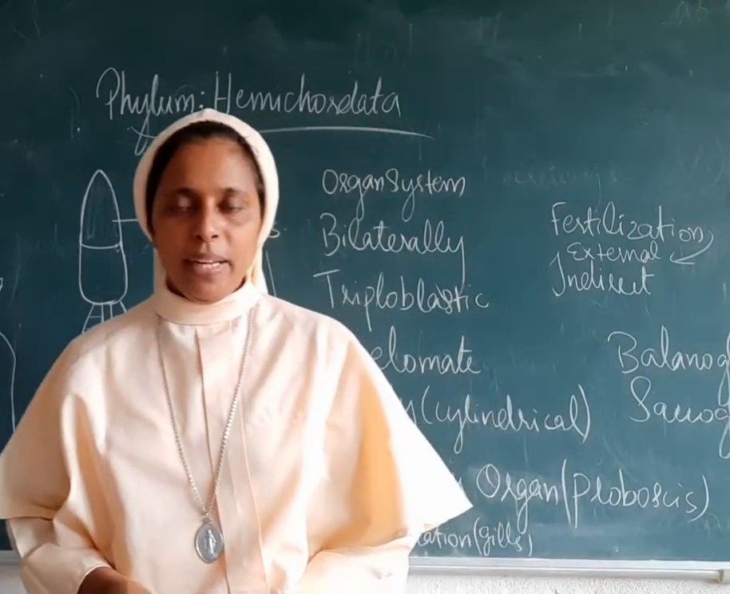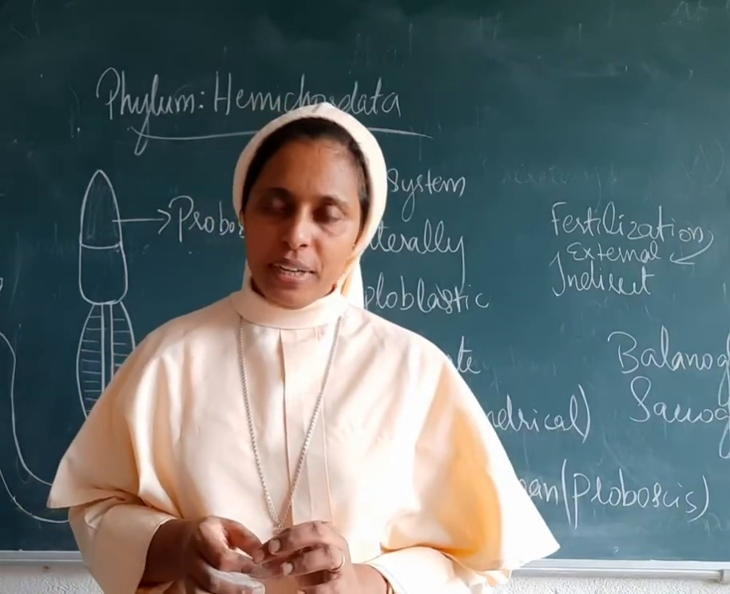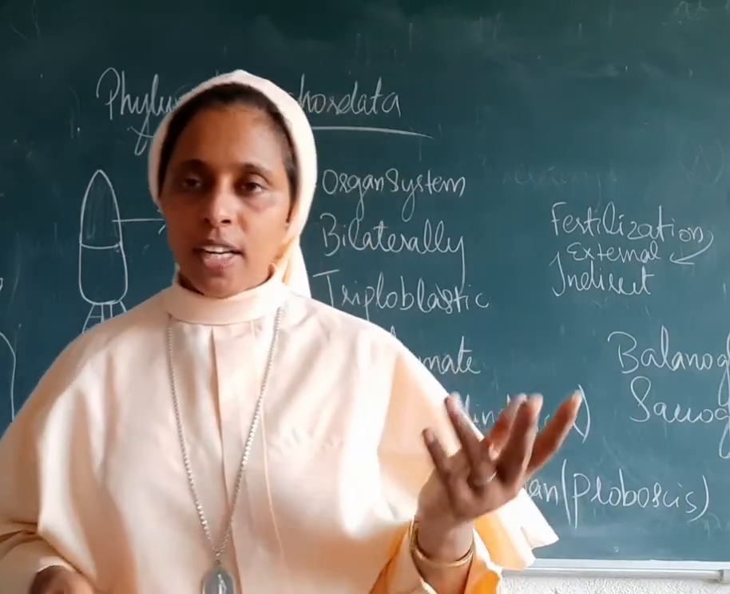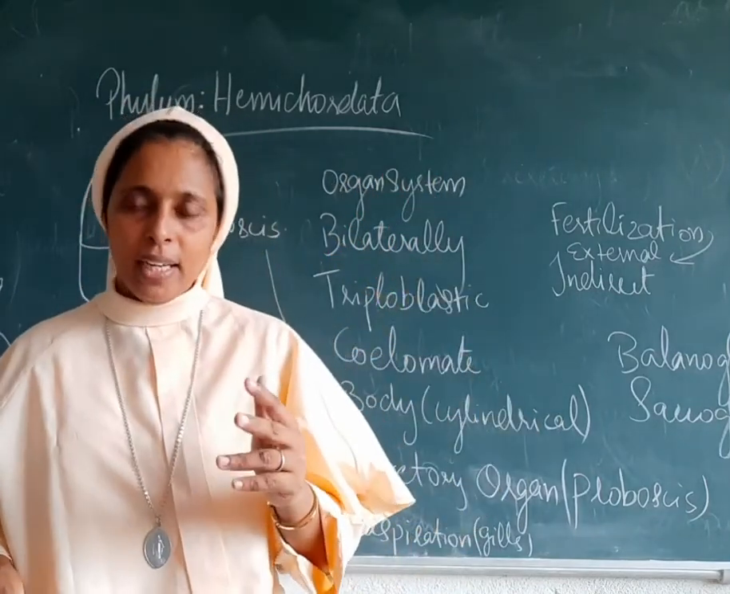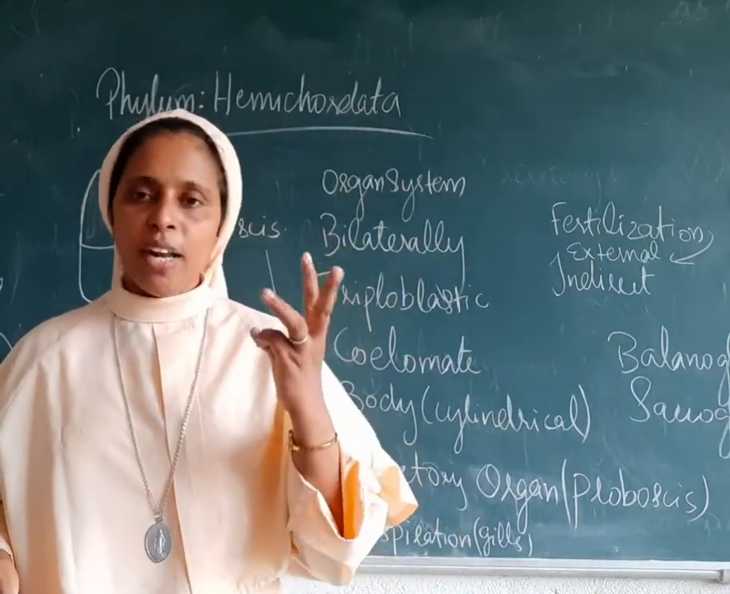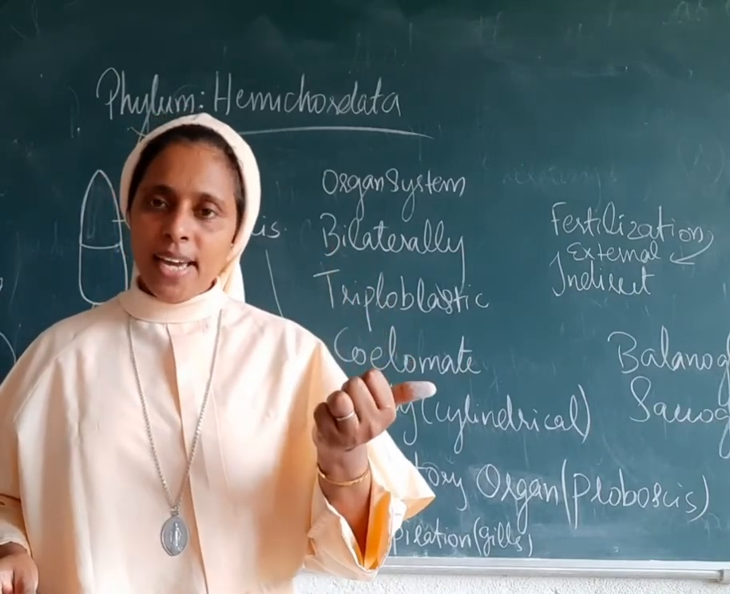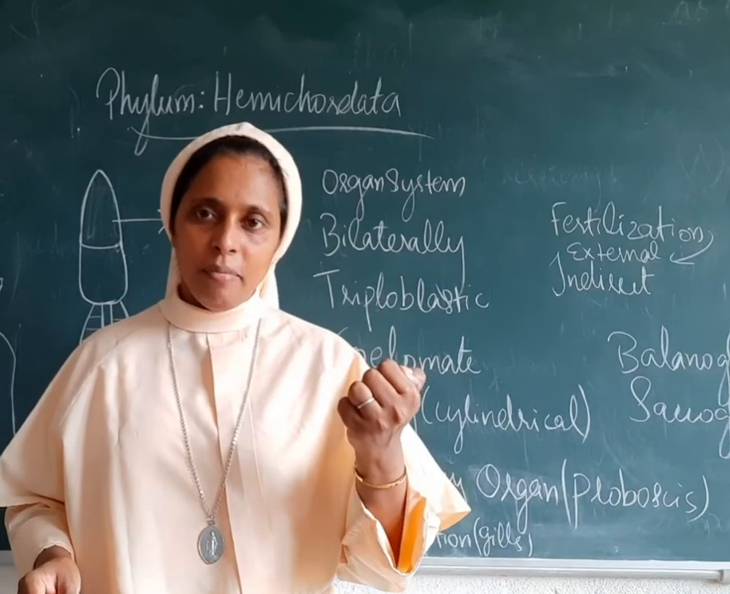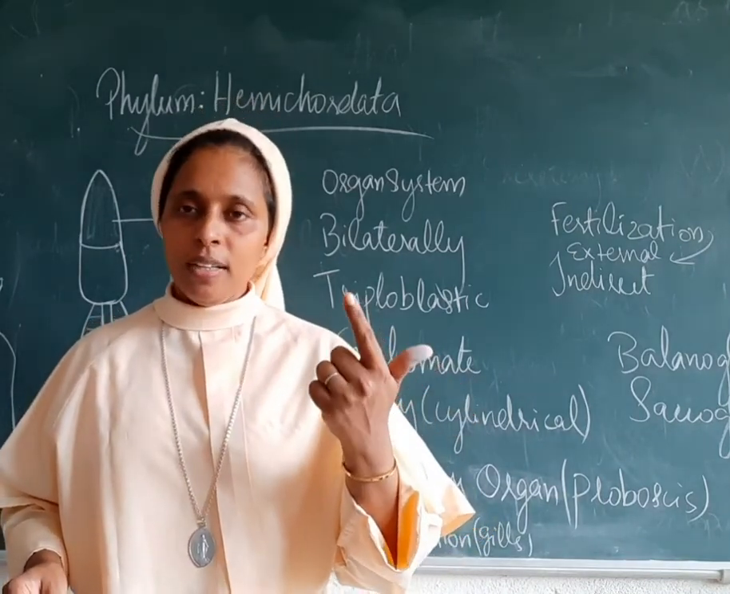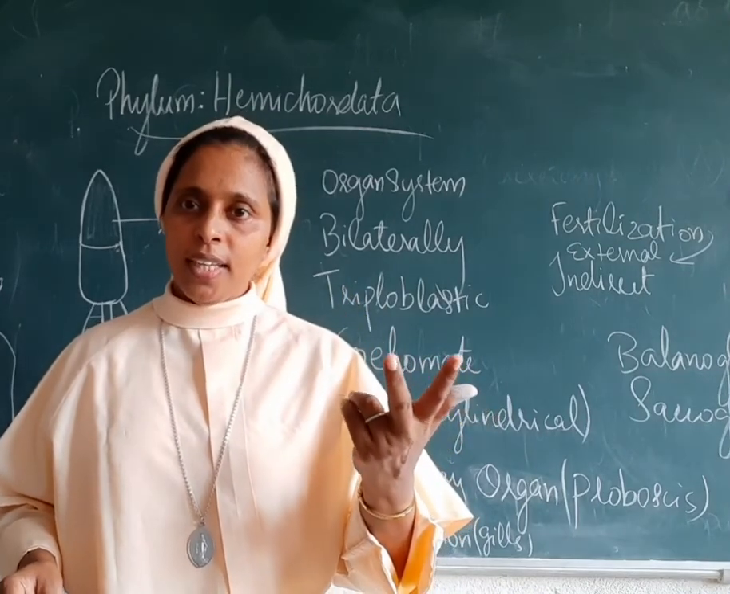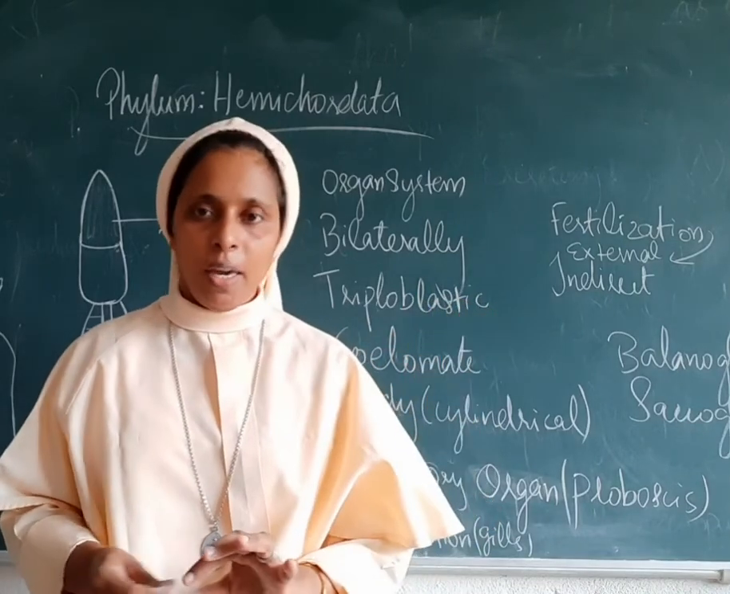Tomorrow we will be learning about chordates. Here we have completed our non-chordates. Let us recall the phyla we have learned from the beginning in this animal kingdom: Porifera, Coelenterata, Ctenophora, Platyhelminthes, Aschelminthes, then Annelida, Arthropoda, Mollusca, then Echinodermata, and here Hemichordata.